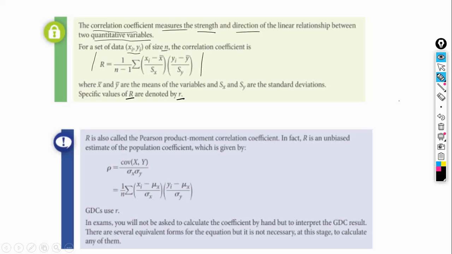Notice that in reality, this is the covariance, divided by the multiplication of the standard deviations. It's also important to notice that R is called the Pearson product moment correlation coefficient. In fact, R is an unbiased estimate of the population coefficient. This is basically the same formula, but for the population. In GDCs, you're going to find R. In exams, luckily, you won't be asked to calculate the coefficient by hand, but rather just to interpret the GDC result.